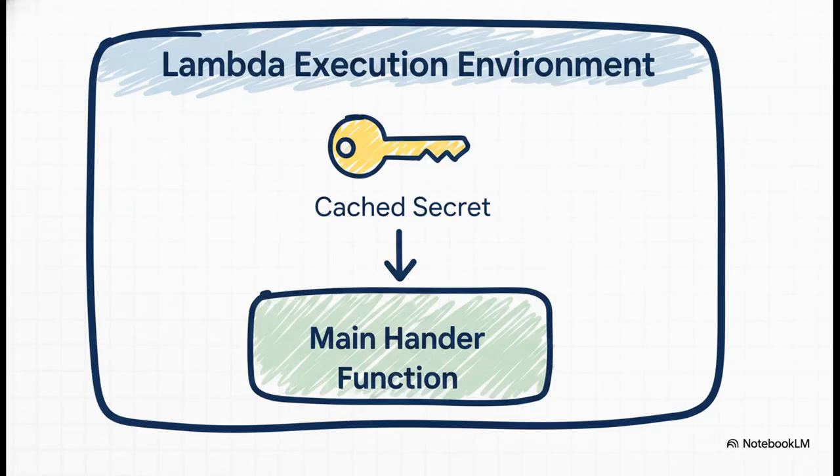So how is this magic even possible? It's actually a simple coding trick. It's all about where you declare your variable. You see, when you declare your secret variable outside of your main Lambda handler function, the Lambda environment itself holds onto it. It fetches it once on that cold start and then just keeps it in memory, ready to be used over and over again instantly.